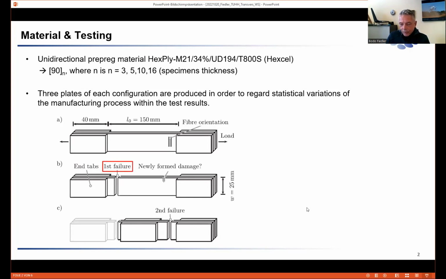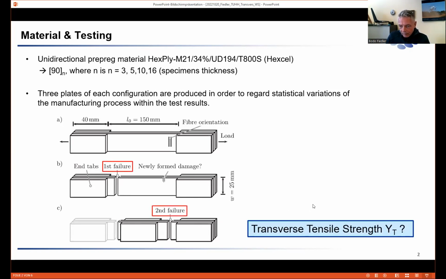And the question was, what is the tensile strength? From our idea and understanding, the second failure should always be stronger. So the strength of the second should be higher than the first one.